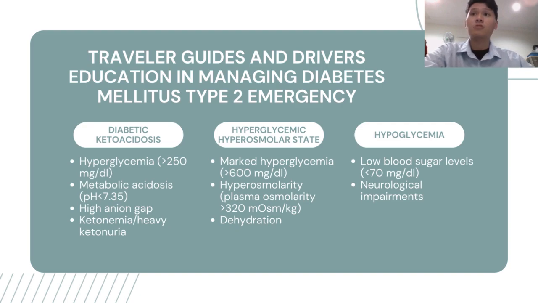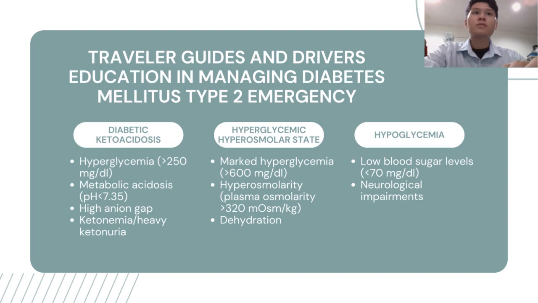In diabetic ketoacidosis, it's hyperglycemia of 250 milligrams per deciliter, metabolic acidosis in which pH is lower than 7.35, high anion gap, and ketonuria or heavy ketonuria. In hyperglycemic hyperosmolar state, there's a marked hyperglycemia in which it's higher than 600 milligrams per deciliter, hyperosmolarity in which plasma osmolarity is higher than 320, and dehydration. In hypoglycemia, it is low blood sugar levels, which is lower than 70 milligrams per deciliter, and neurological impairments.